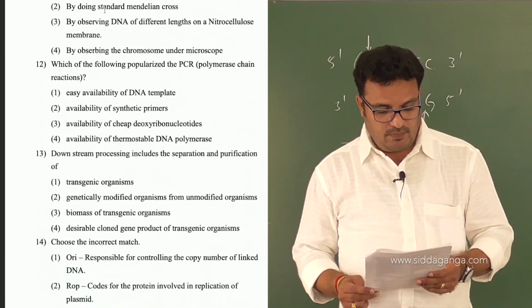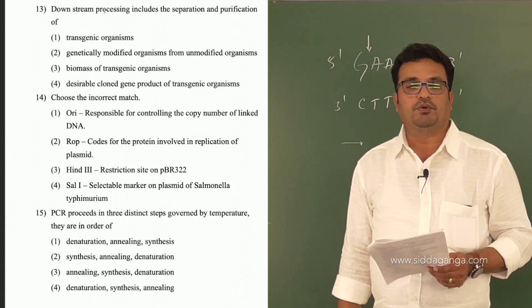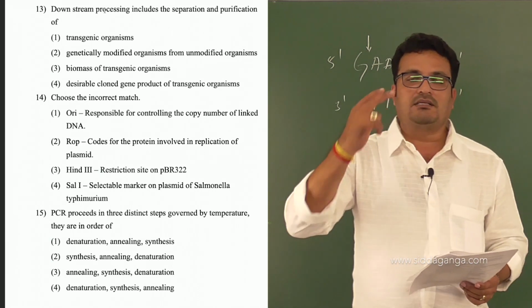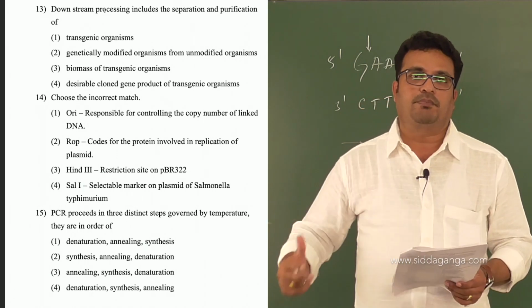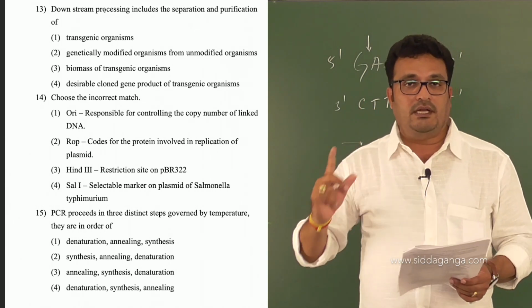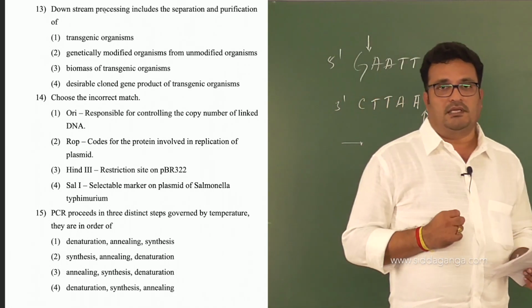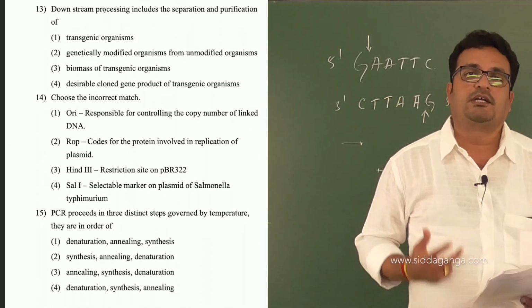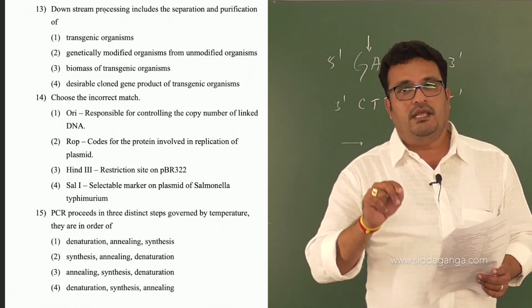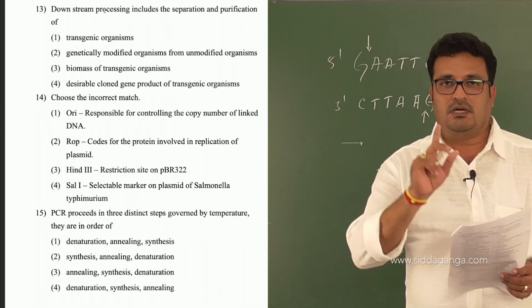Next, question number 13. Downstream processing includes the separation and purification of, right? Of course, downstream processing is the last and ultimate step in the process of recombinant DNA technology, where the separation and purification of proteins takes place. Whatever the end product, the gene product produced by the recombinant DNA, is extracted and purified at the last process called downstream processing.